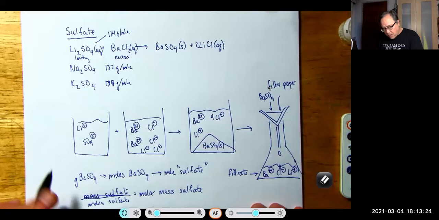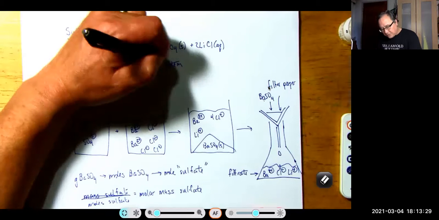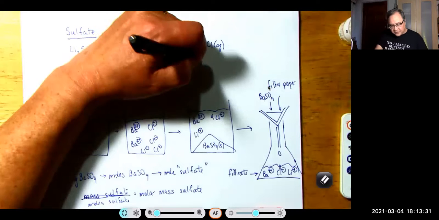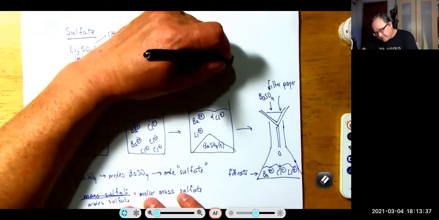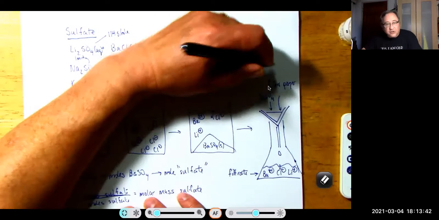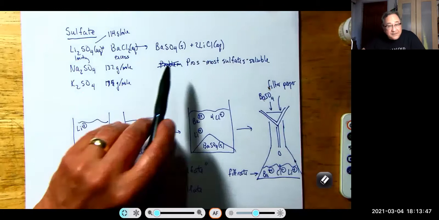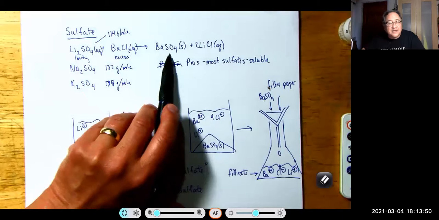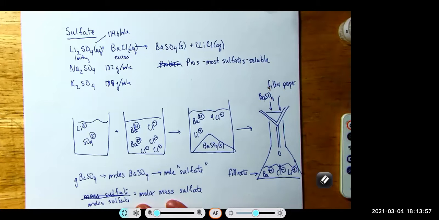Now, here are some of the problems with this. Well, actually, here's the pros. These are the pros of doing it this way. Most sulfates are soluble, and barium sulfate is not. So what's nice about that is if we're trying to precipitate the sulfate, it's very unlikely to precipitate with anything else. Therefore, we should get pure barium sulfate. So that's the big pro of this experiment.